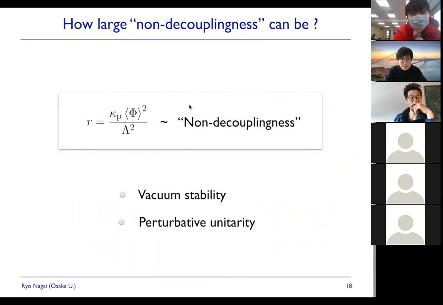This parameter parameterizes the non-decouplingness of our EFT formalism. In the following, we consider two theoretical constraints on our EFT formalism. The first is the vacuum stability. The second is the perturbative unitarity.